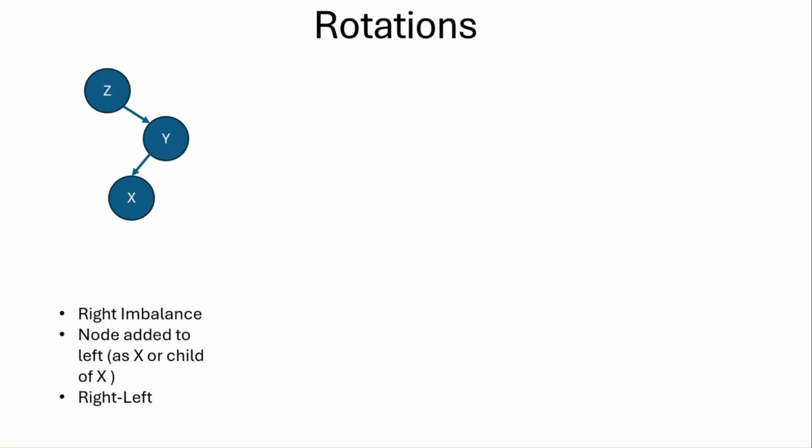Now the next and last situation is right-left. In the previous slide, we saw left-right. Now we'll see right-left. So Z became unbalanced because of its right subtree, but the new node is added onto the left side of the right child of Z. Right? That's why it is a right-left.